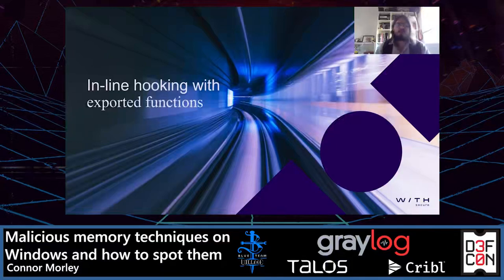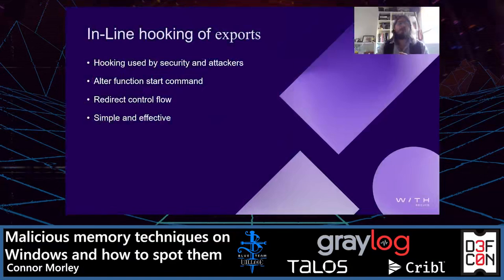So first of all, let's look at inline hooking for exported functions. Now, first of all, it's important to know what exactly I mean by hooking. So hooking is the alteration of a function's start opcodes in order to perform a secondary action. So imagine you call a function which, let's say it creates a file. Now, if you know where that function is located in memory, if you change the first set of commands to instead jump to a different function, that is what we would call hooking.